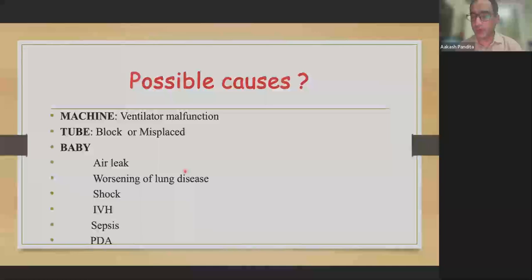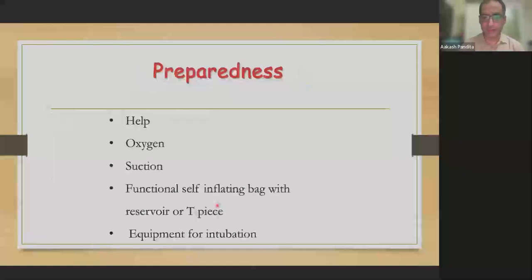Now, the causes of deterioration can be many. They can be broadly divided into those because of the ventilator, that is, the ventilator is not functioning, or the ET tube is blocked or misplaced, or the disease has worsened, or a new disease has appeared in the form of air leaks, pneumothorax, shock, IVH, PDA, or the patient has developed sepsis.